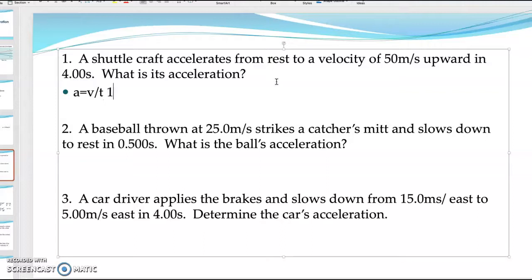So work through that as well. So you're pausing these. Same thing with this. Give it a try on your own, and then look at the answer. Meters per second squared is going to be your answer.